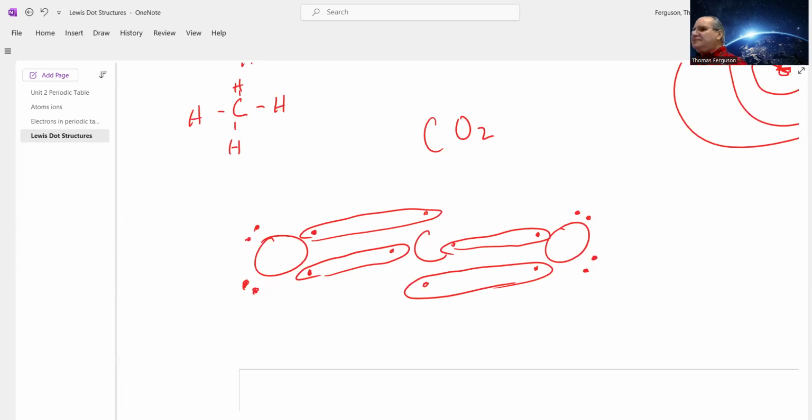Now let's choose the oxygens first. We have 2, 4, 6, 8. So the pairs count in the octet, even though they aren't bonded. So we have 2, 4, 6, 8. Same over there. Oxygen's got 2, 4, 6, 8. So the two requirements for a legal Lewis structure are octet and number of bonds. So this is a legal structure. And notice carbon to oxygen is a double bond.